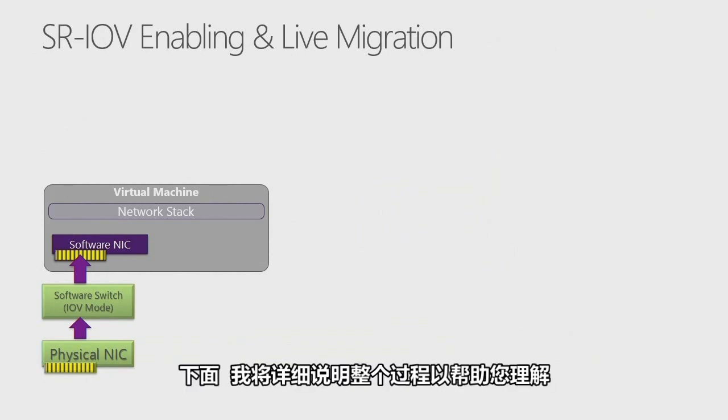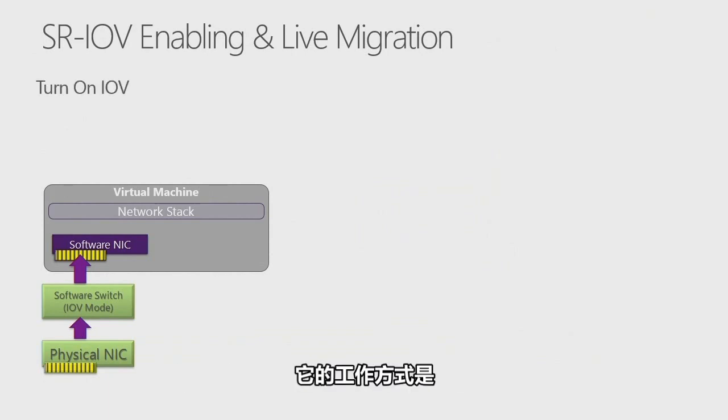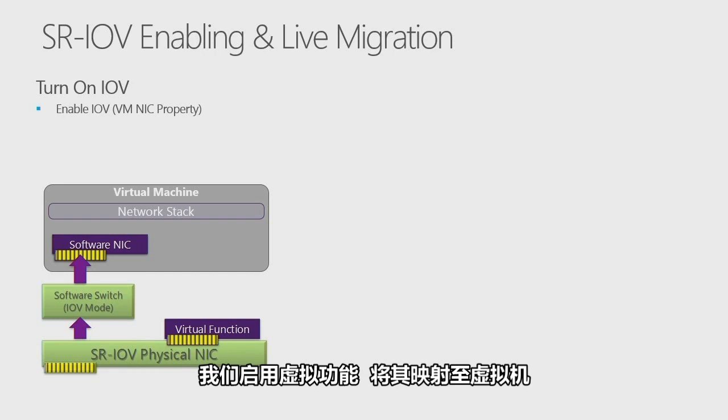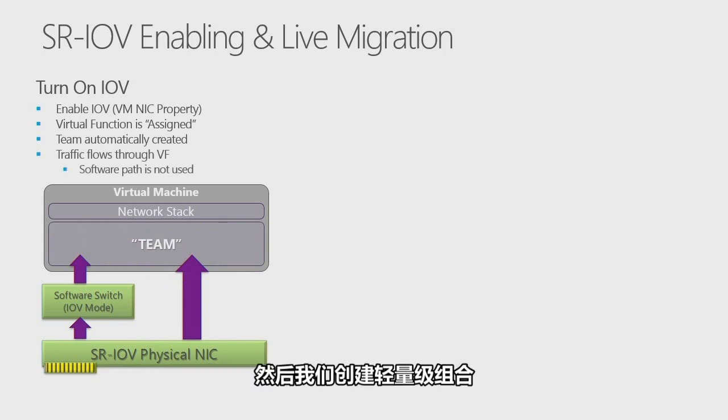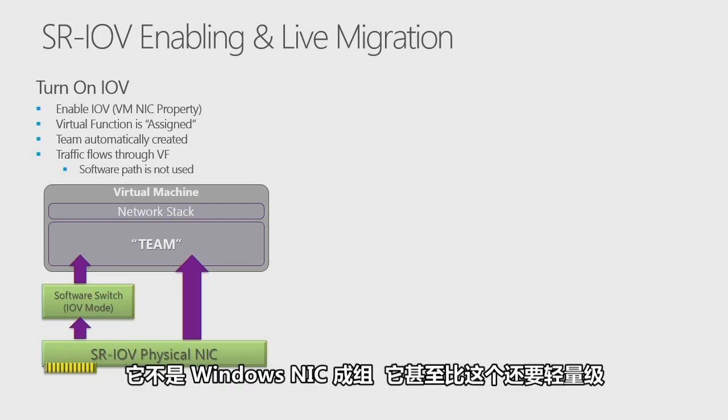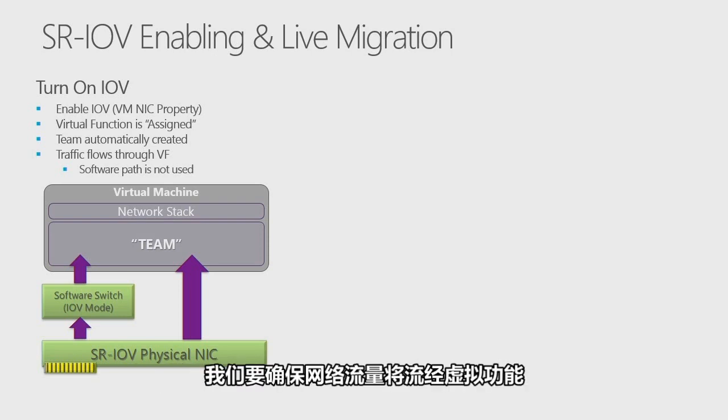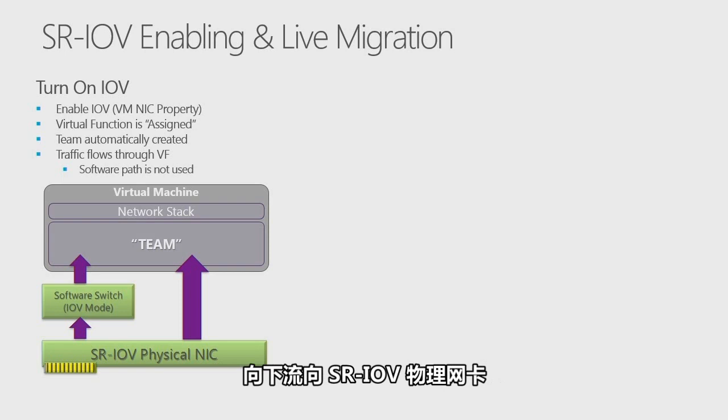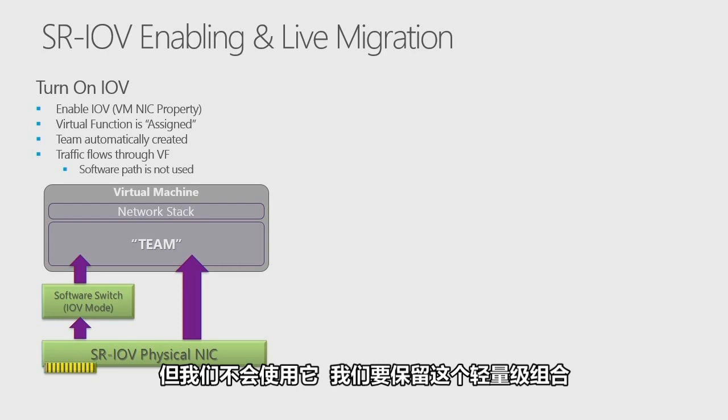So let me walk you through the entire process so you understand. Let's suppose you enable SRIOV. We enable the virtual function and map it into the virtual machine. We then create, in quotes, this kind of lightweight team. It is in quotes because it's a very lightweight team in the NIC itself. It's not the Windows NIC team, it's even lighter weight than that. We make sure that the network traffic is going through the virtual function down to the SRIOV physical NIC. The software switch is there, but we're not using it, though we're keeping this lightweight team.